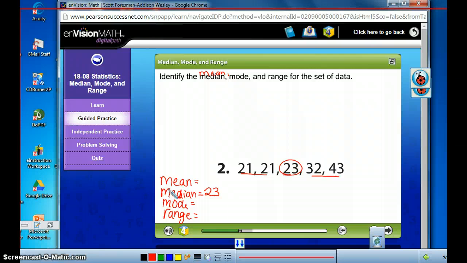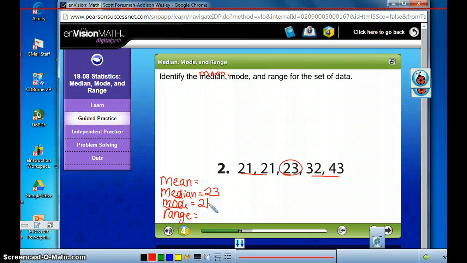Mode, Braxton. 21. Mode means what, Braxton? Yes, mode looks similar to the word most. And so 21 is our mode. It's listed twice. No other number is listed twice.